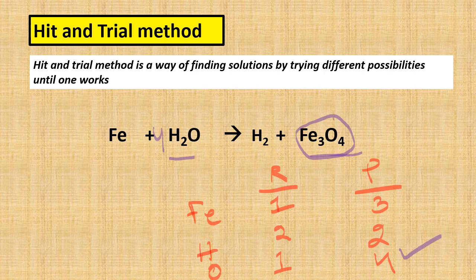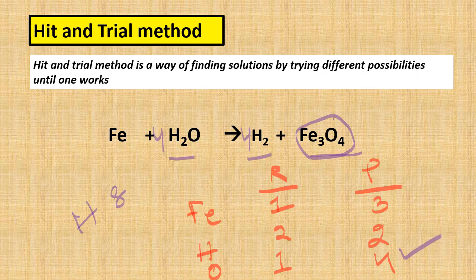As you can see, the number of hydrogen atoms present in the reactant side is 8. But in the product side, there are only 2 hydrogen atoms. Then we need to put 4 in front of H2. Now hydrogen atoms are balanced on both sides.